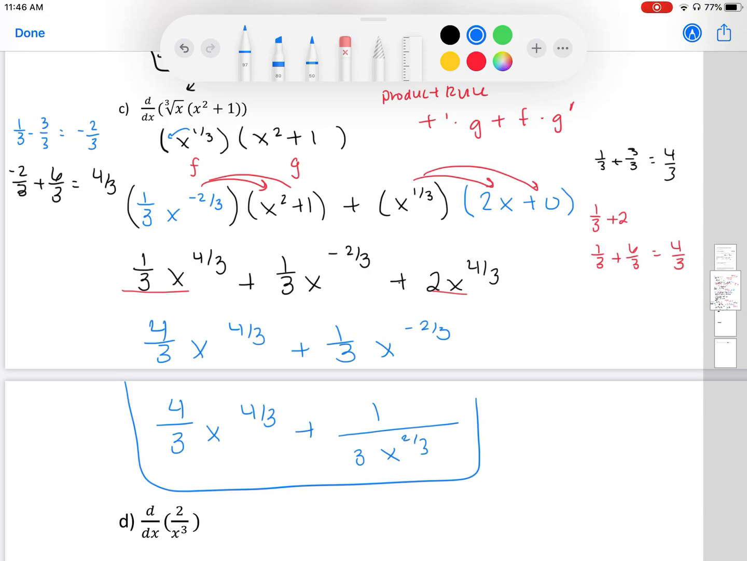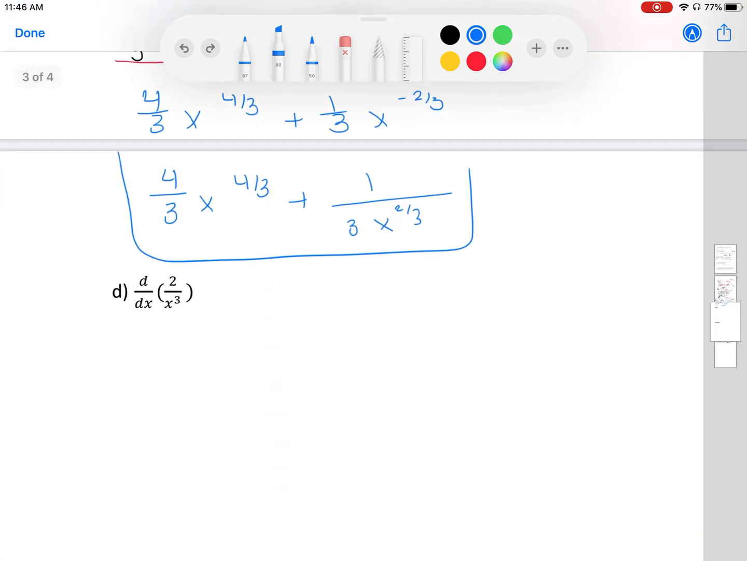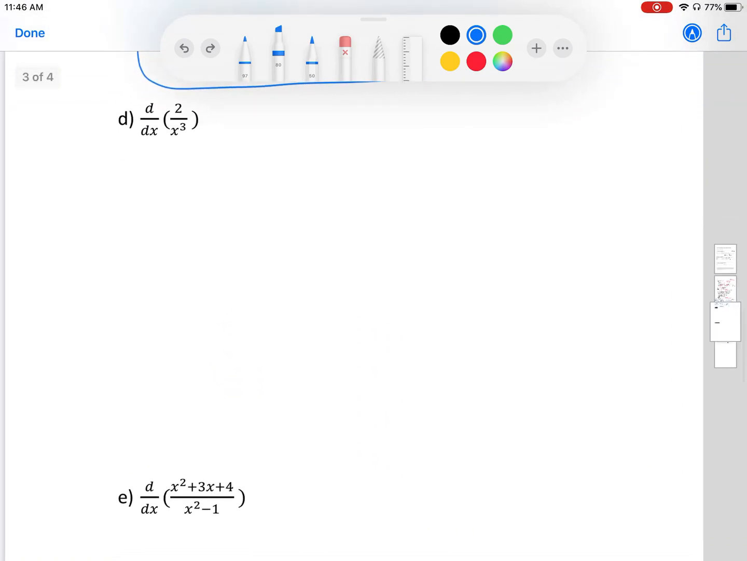I know those exponents that are fractions kind of build up a lot of work, but if you show your work as to how to add and subtract those fractions, they'll keep you from making silly mistakes. Okay, now we see a fraction. Let's go ahead and find the derivative of this using the quotient rule.